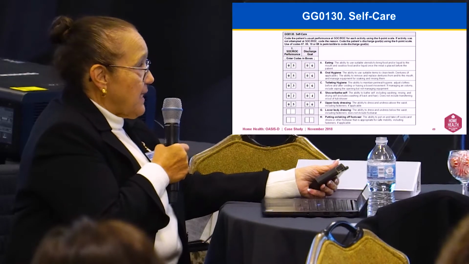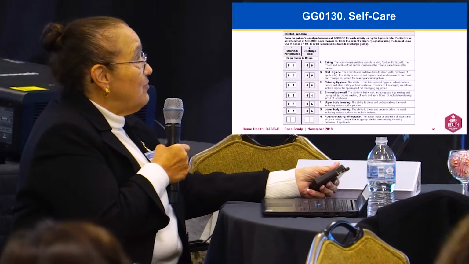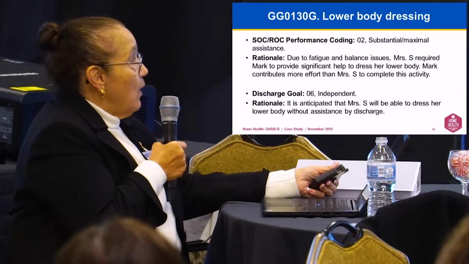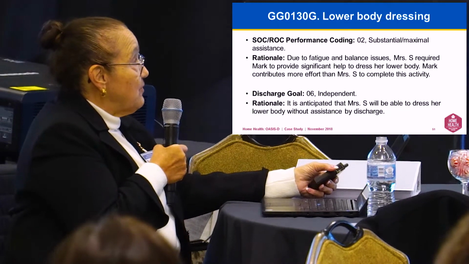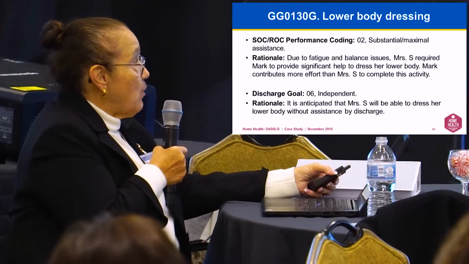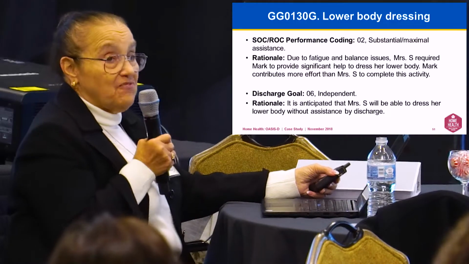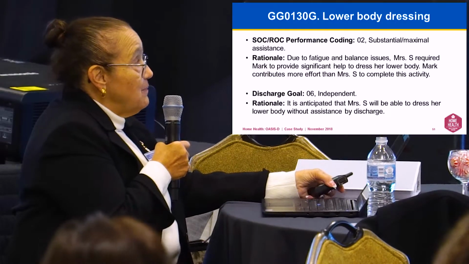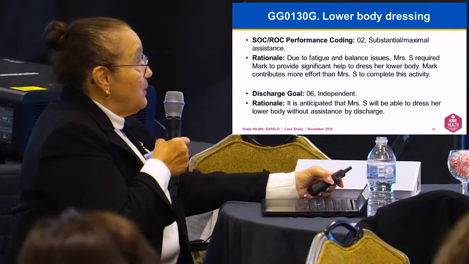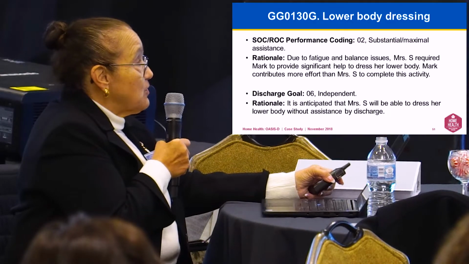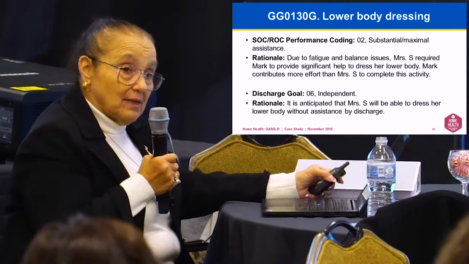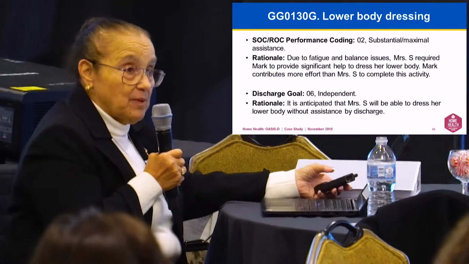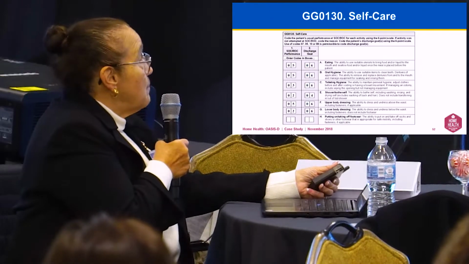For the lower body dressing, we have O2 for start of care and O6 for the discharge goal. We believe and have seen that due to fatigue and balance issues, Mrs. S required her son to provide significant help to dress her lower body. The son contributes more effort than Mrs. S, greater than half, to complete this activity. Discharge goal here is again independent. She could before, and it is believed that on discharge she will again be able to dress independently.